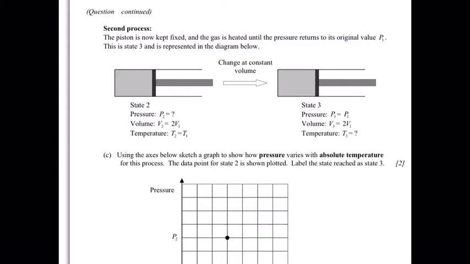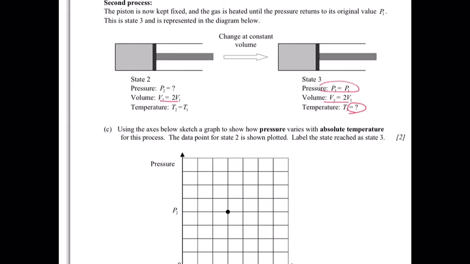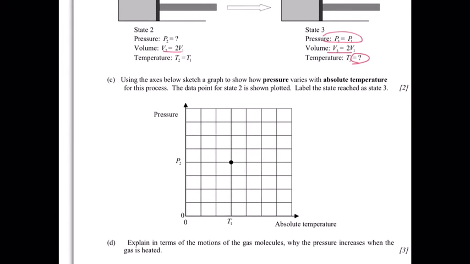The second process for parts C and D changes the temperature in order to increase the pressure. Here it tells us that the pressure is returned to its original value. The volume is the same in both cases, and it asks us to find out what happens to T3, what happens to the temperature. We must have doubled the temperature in order to double the pressure. Absolute temperature is directly proportional to pressure, so we need a straight line that goes through the origin and the existing point that we've already got. Something like that. It'll be easier for you to do with a ruler.